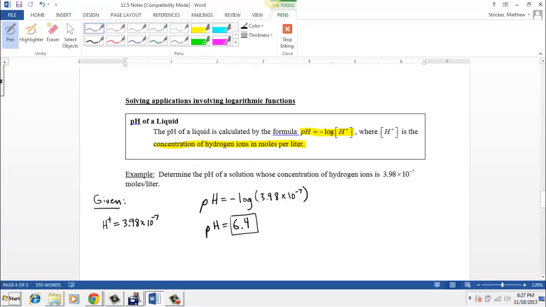And so if you want to just add that to your notes, if pH is equal to 7, that's neutral. If pH is greater than 7, that's basic. And if pH is less than 7, that's acidic. So in this case, this is less than 7, so this is slightly acidic.